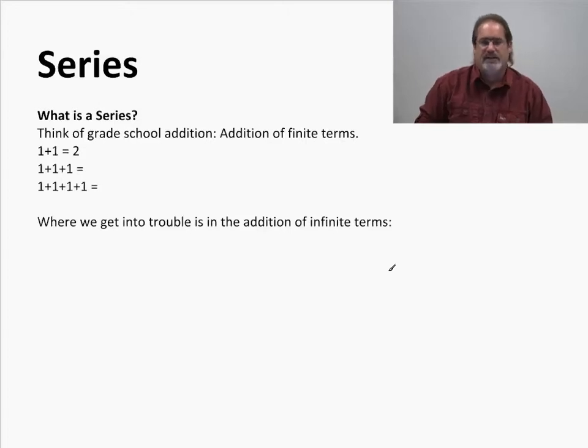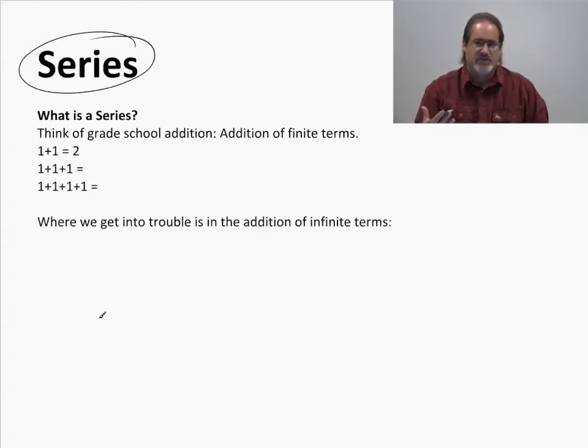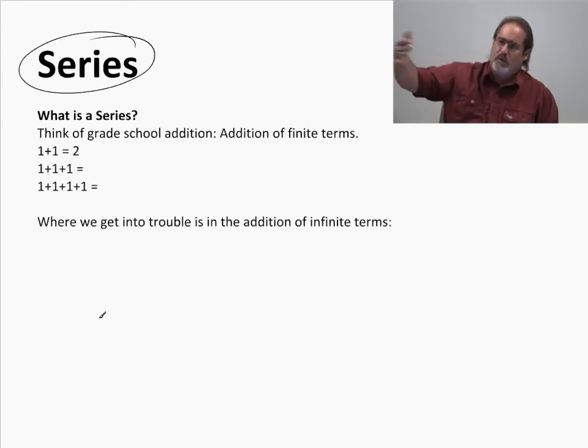We've been talking about the idea of sequences. Now let's expand that to the idea of a series. Now, what is a series? First of all, I want you to think in terms of grade school addition. I have a series of ones.